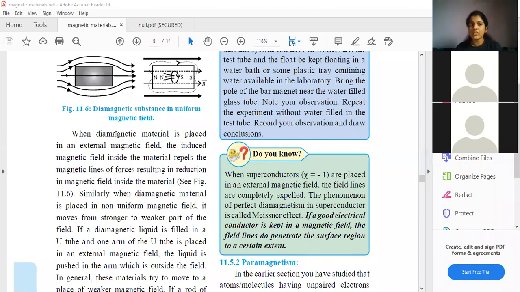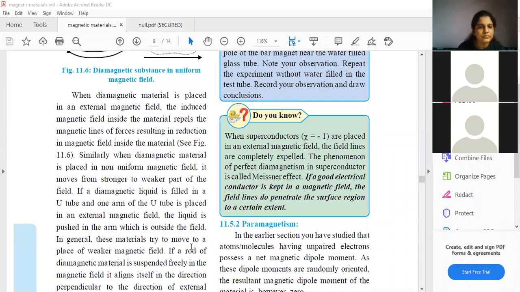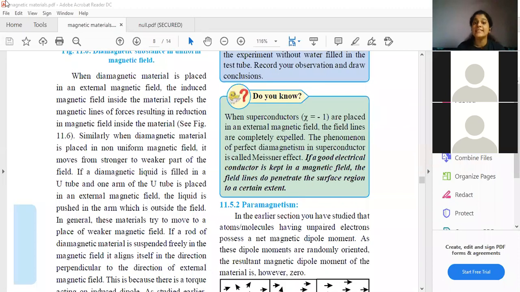So when a diamagnetic material is kept in an external magnetic field, the induced magnetic field inside the material repels the magnetic lines of force. So the magnetic lines of force are repelled. Let us see ahead. Similarly, now you can mark this point.